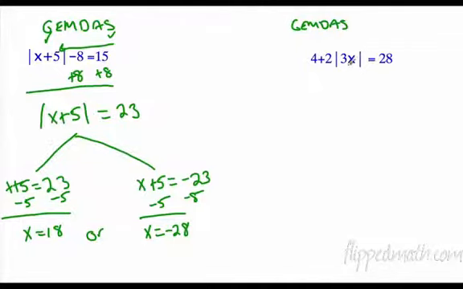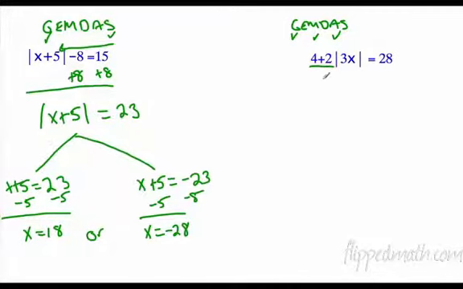I have grouping. Do I have any exponents? No. Do I have any multiply? Well, this 2 right here is 2 times all that. Now, a lot of you want to distribute that, but we can't distribute it into an absolute value. And I also have a plus 4 here. Common mistake. Can I add 4 plus 2? No, I cannot do that.